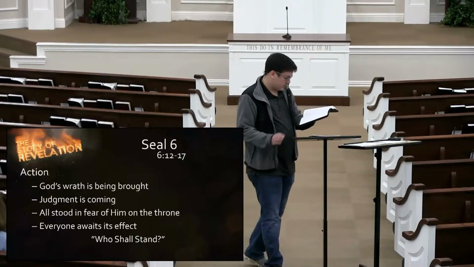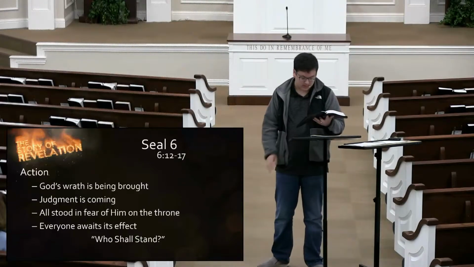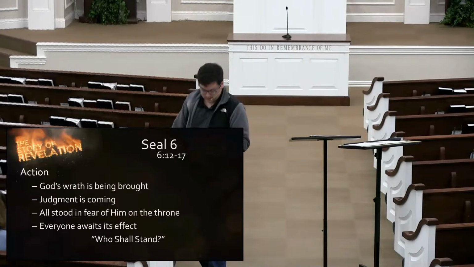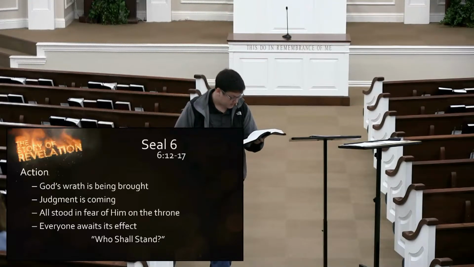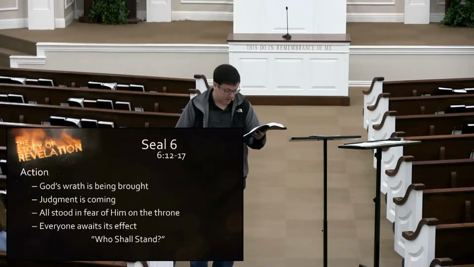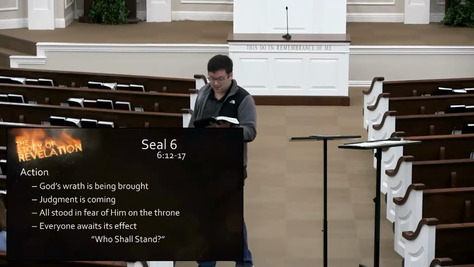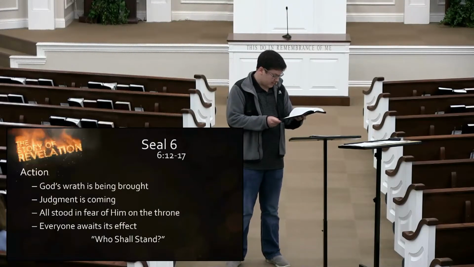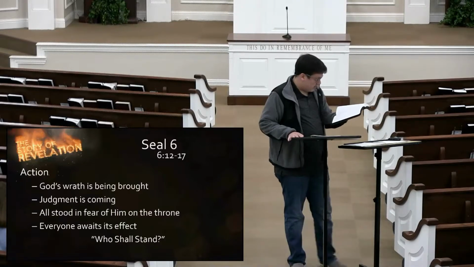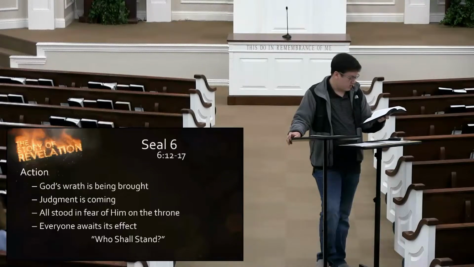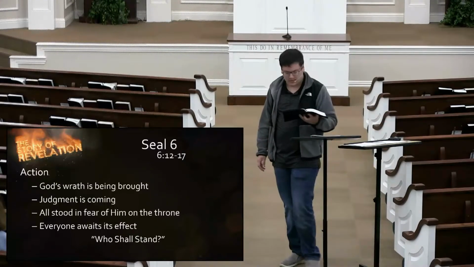And all the angels were standing around the throne and around the elders and the four living creatures, and they fell on their faces before the throne and worshipped God, saying, Amen. Blessing and glory and wisdom and thanksgiving and honor and power and might be to our God forever and ever. Amen. Then one of the elders answered, saying to me, These who are clothed in white robes, who are they, and where have they come from?